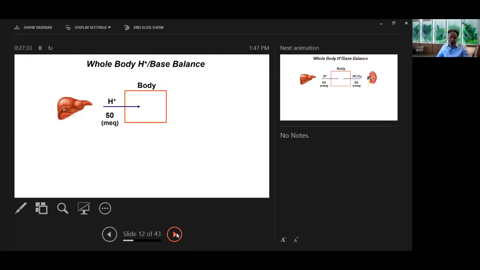So we've got about 50 milliequivalents of acid coming in. The liver, by the way, is the organ that makes the acid. It pumps these acids into the hepatic vein and then into the inferior vena cava. Next slide.